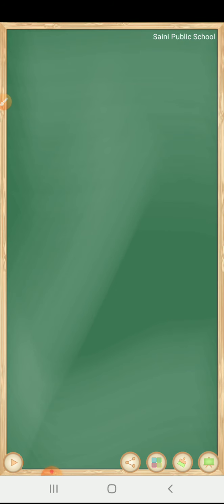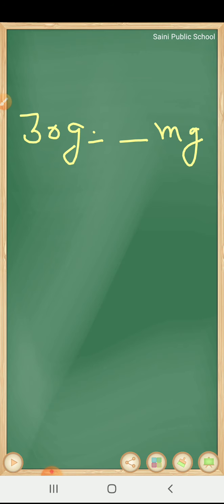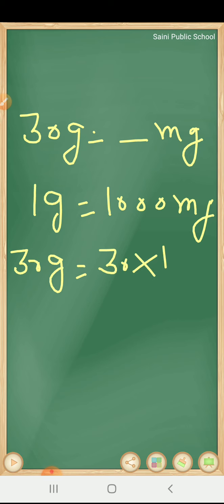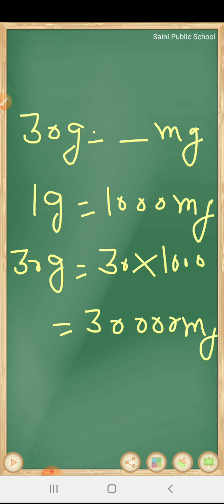Let us discuss one more example. Suppose we want to convert 30 gram into milligram. Again, as we know, 1 gram is equal to 1000 milligram. So 30 gram is equal to how much? 30 into 1000 means 30,000 milligram. So we can convert like this, kilogram into gram and gram into milligram.